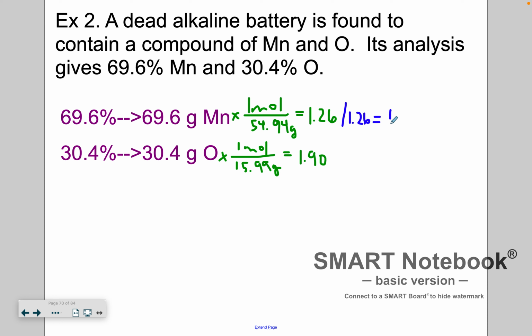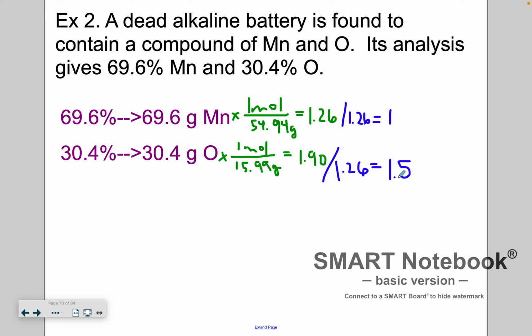So this is going to be 1. And then when I take 1.9 divided by the 1.26, I get 1.5. Okay? So, you're like, oh, manganese, I have 1. And oxygen, wait a minute, this isn't a whole number. I can't write 1.5.